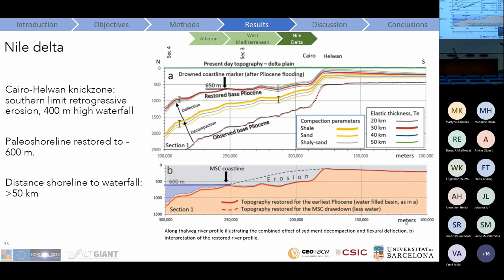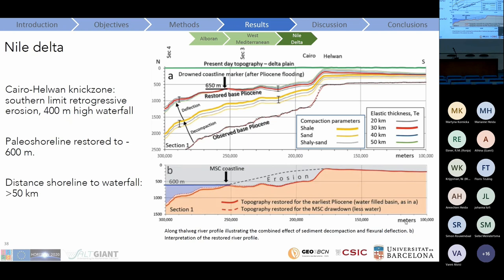And what we do is we restore the depth of that potential paleo shoreline marker, accounting for the flexure and the decompaction. And then we lower the water level to match. The matching water level is a best fit at around 600 meters drawdown. And this is very interesting, as it is still much larger than you would expect from climate variations. But this drawdown is several times smaller than previous estimates from the Eastern Mediterranean.